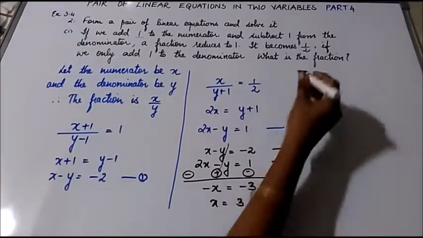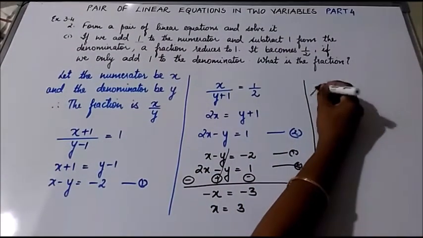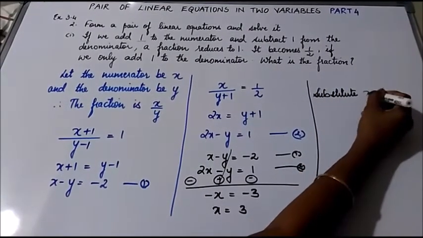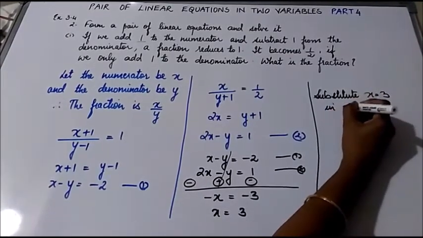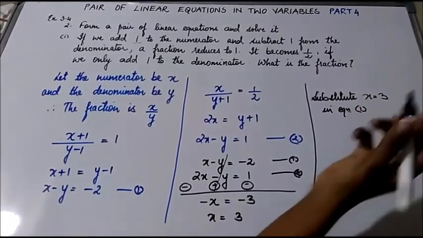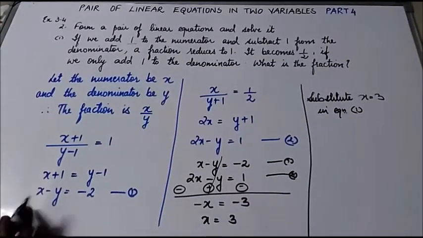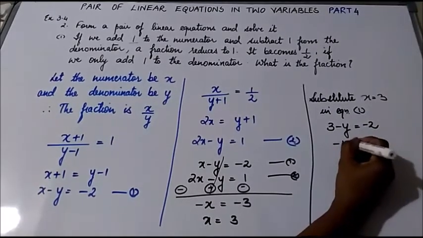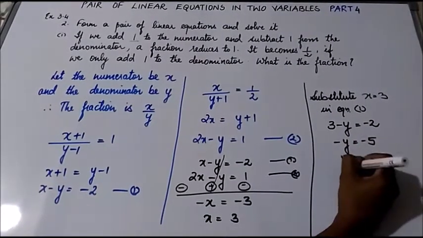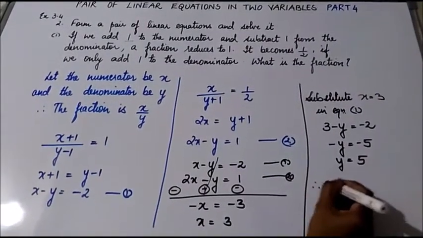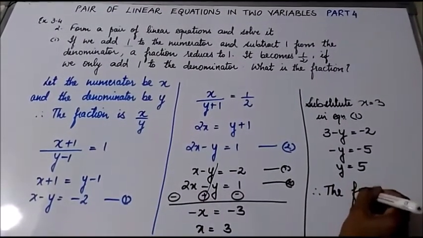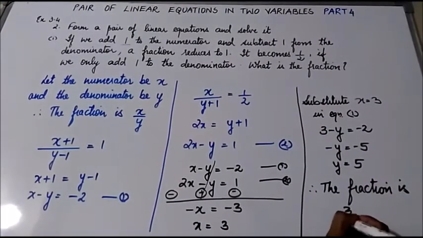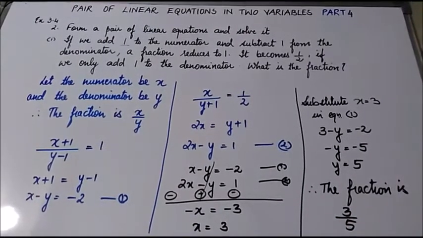Now we will find what y is equal to. Substitute x equal to 3 in equation 1. What's equation 1 here? It is x minus y, x equal to 3. So we'll write 3 minus y is equal to minus 2. We'll get here minus y is equal to minus 5. That is y is equal to 5. Therefore, the fraction is, the numerator is 3 and the denominator is 5. Therefore, the fraction is 3 by 5.